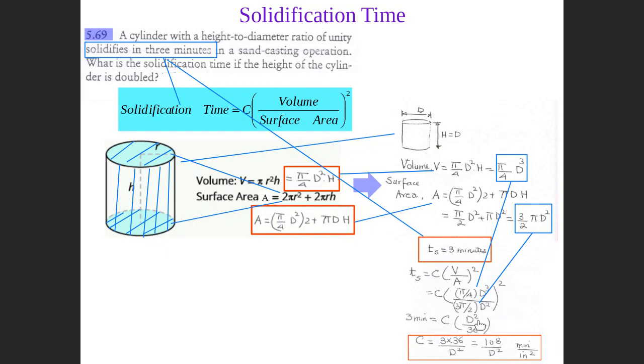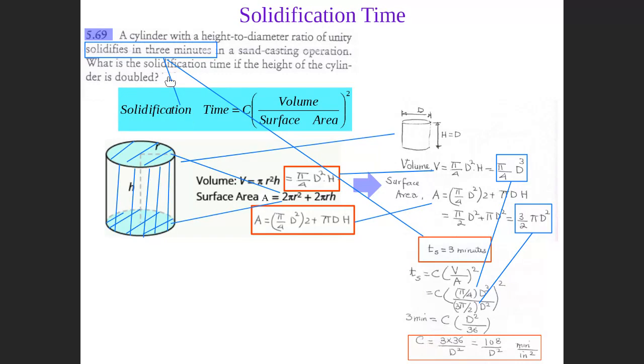Then you get d square divided by 36. Then you get the relation: C equal to the constant here. The constant in this equation equal to 3 minutes multiplied by 36 divided by d square, meaning 108 divided by d square. This is the C. From here we obtain the constant C.